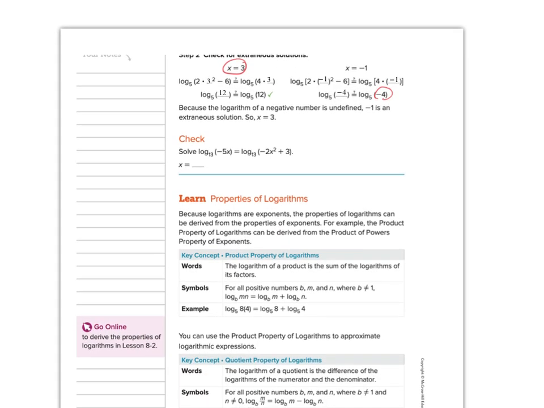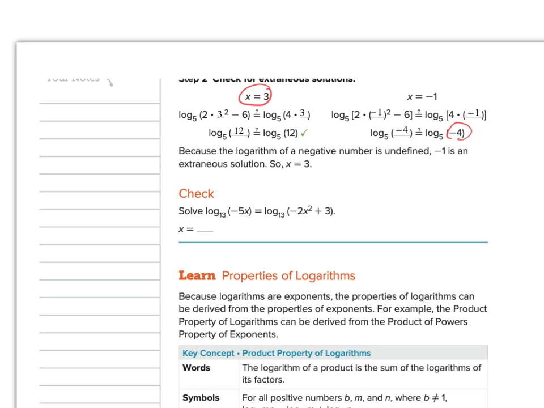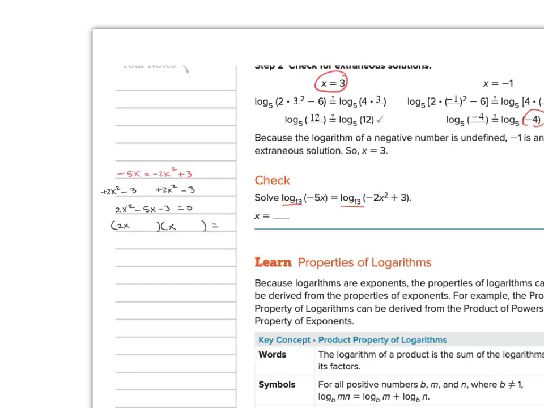Okay, here's one, let's do this. Take a moment, stop the video, and do this. All right, so if the logarithm and the base are the same, then we know what's inside here should also be equal. So log base 13 of this is equal to the log base 13 of this. Therefore, negative 5x is equal to negative 2x squared plus 3.